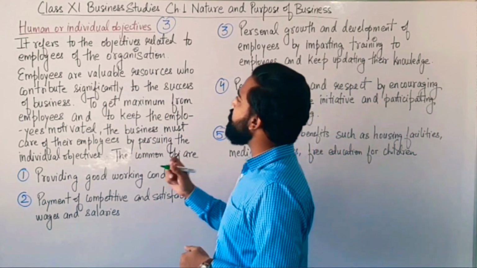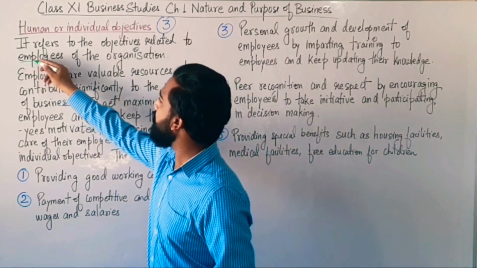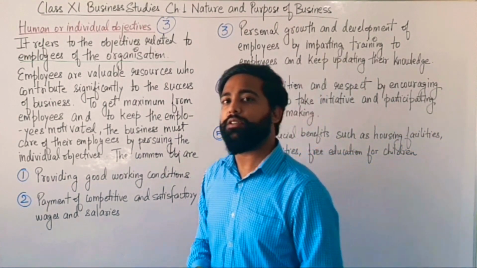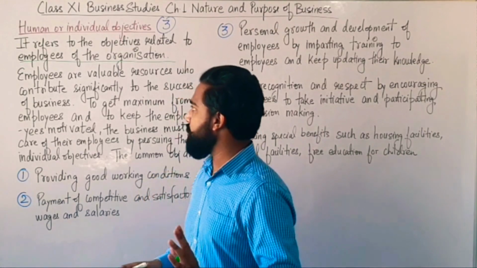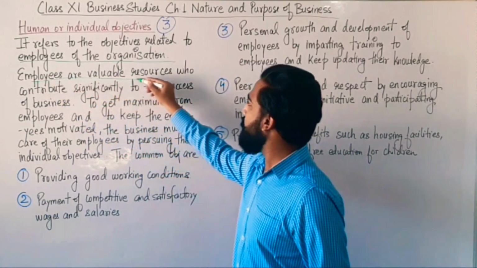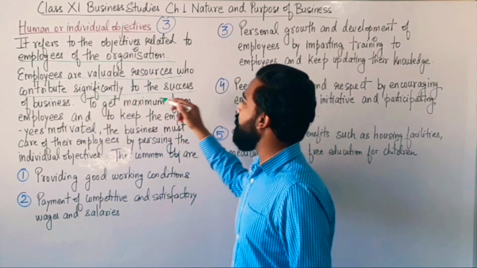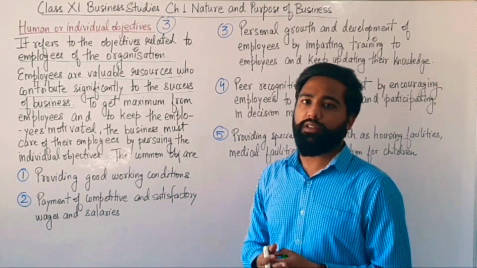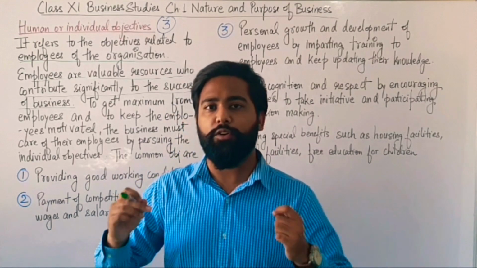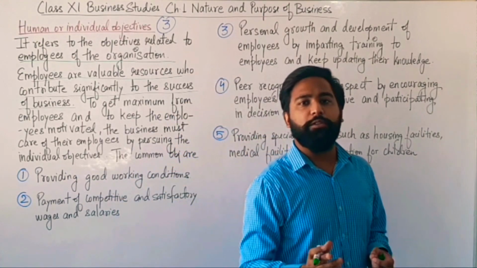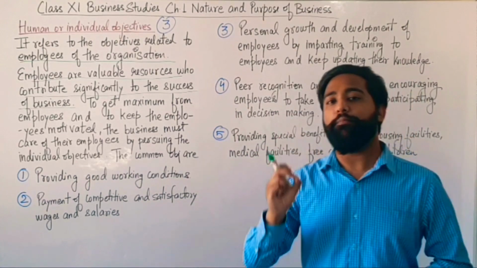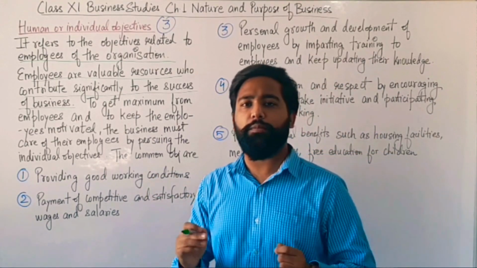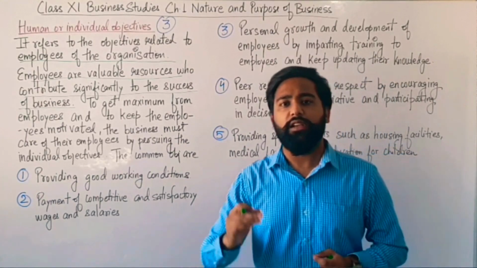It refers to the objectives related to employees of the organization. Here we are talking about the employees, those persons who are working in that particular organization. Employees are valuable resources who contribute significantly to the success of business. Obviously, employees are the key to success. If you have good staff, then definitely you are going to progress and grow. So employees play a very important, very significant role in the success of any business. They work so hard, they use their brain so hard that the business is growing.